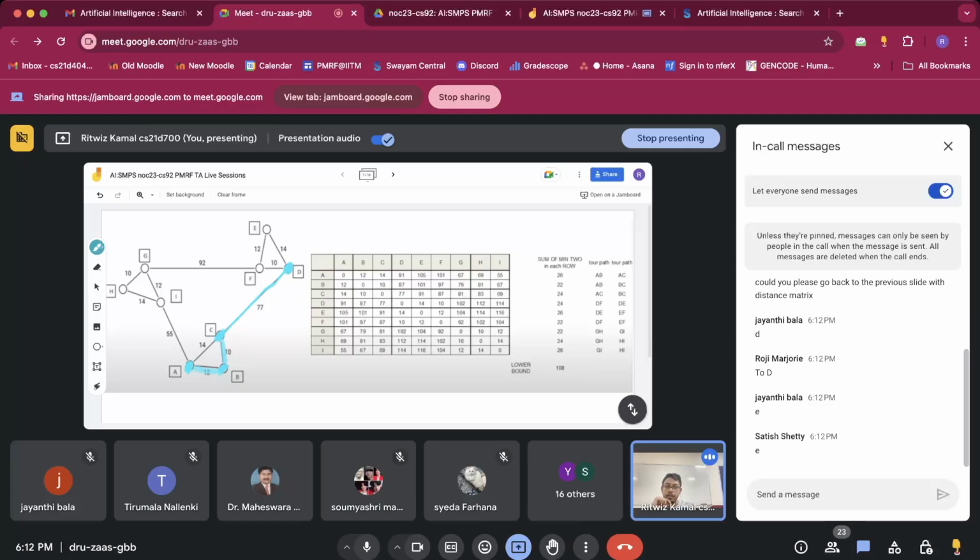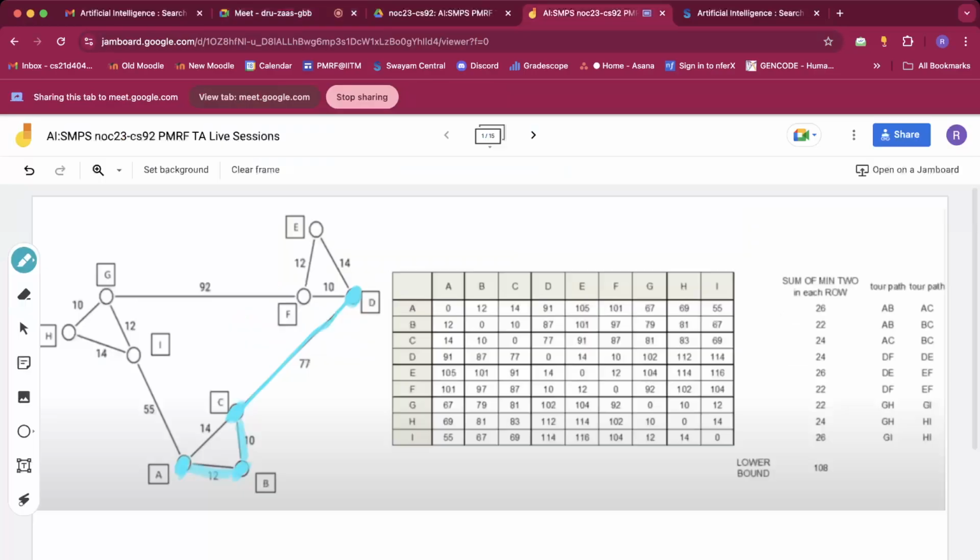E, that's right. Here again, although 10 looks the most promising, the issue is if we follow 10 and go to F, then we could go to either G or E. And if we go to G, we won't be able to come back and cover E. And if we go to E, we'll end up forming a cycle again, right? So from D we have to follow this path and go to E, followed by 12 and go to F.